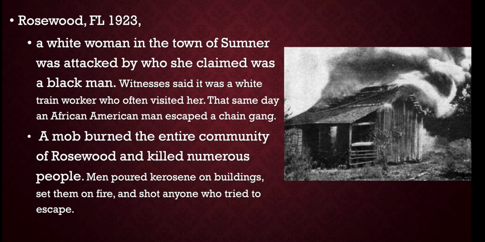Because of this, a Black man gets accused of this. So a mob shows up to the community of Rosewood, and what they did was they would light homes on fire. And then as people were fleeing their burning house, they would shoot them. Didn't matter if they were men, women, children, elderly, didn't matter. They would shoot them down, and numerous people ended up getting killed. Like I said, they shot anyone who was fleeing.